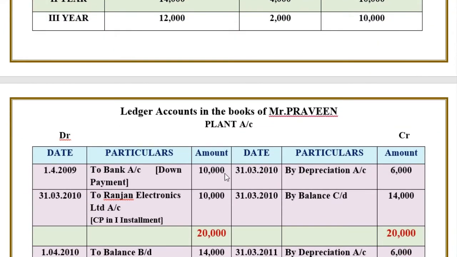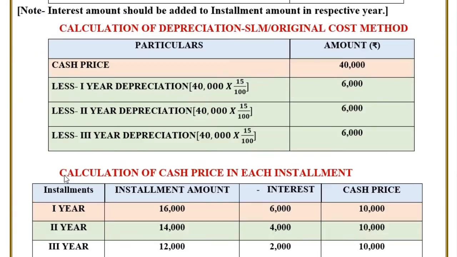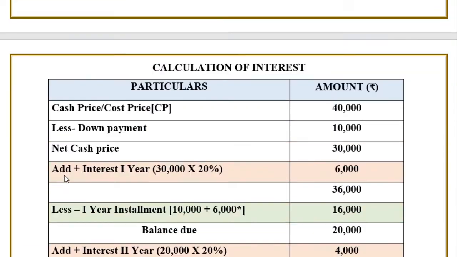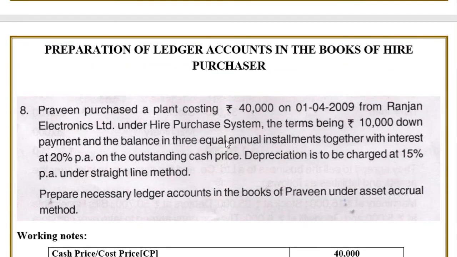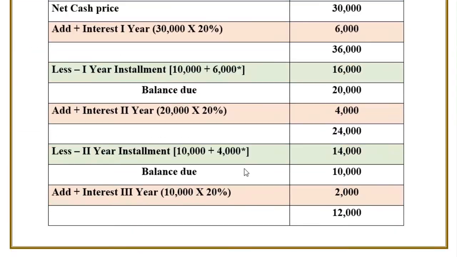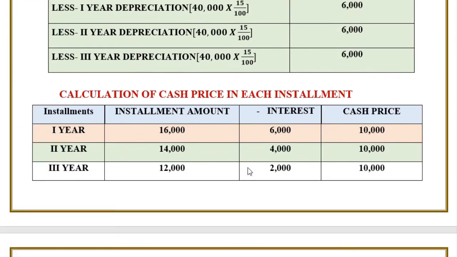So ledger accounts in the books of Mr. Praveen. Let us take the first account, plant account. So debit, credit, the particulars, and the amount. I'll start with the first one. There's 1/4/2009. So Praveen purchased an asset on 1/4/2009. Since it is a financial year, the books start with 1st April 2009 and end on 31st March, and so on.